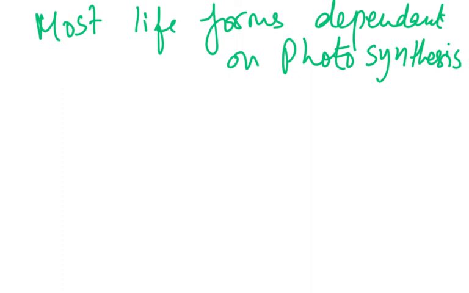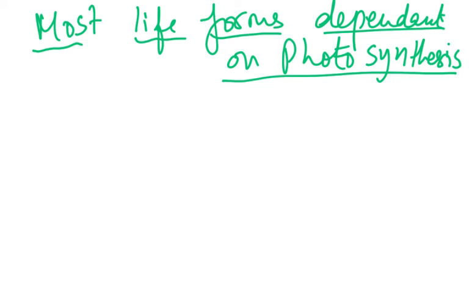When we come to the topic which was not covered in the previous video, why is it that we say that most life forms are dependent on photosynthesis? We don't say all life forms, but most life forms. There are some life forms which do not need light, and they are from chemical to chemical. So chemosynthetic bacteria can use a chemical and get energy from that.